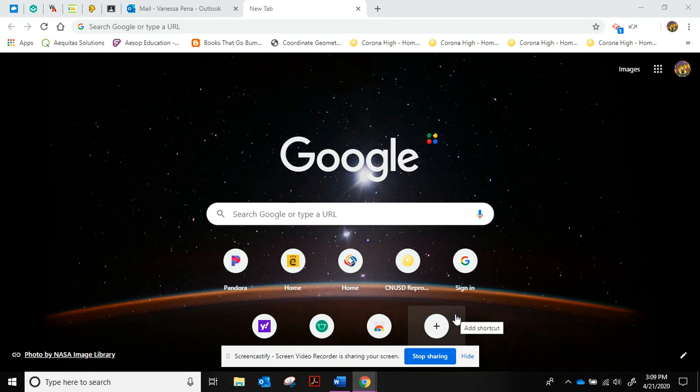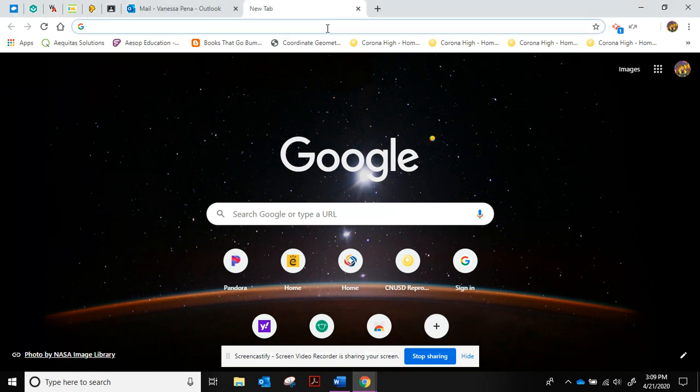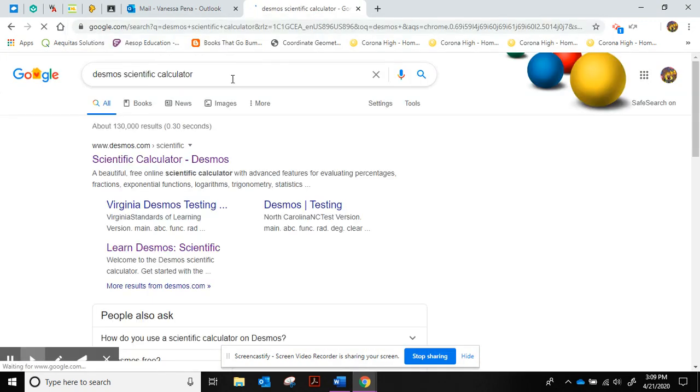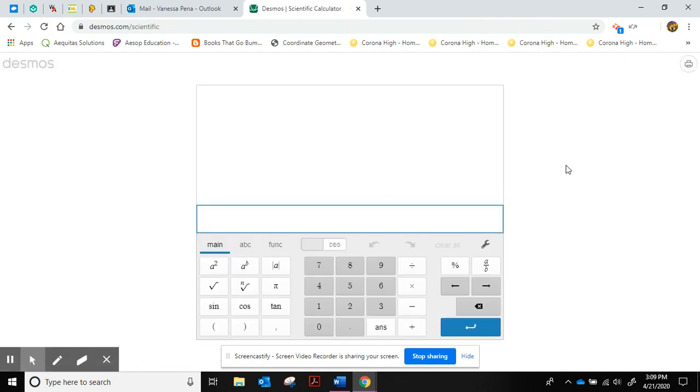So the way we do that is go to your search engine and type in Desmos scientific calculator. So you'll see that for me, it already pops up. I'm going to go to this first link here where it says scientific calculator Desmos. Click on that and this should pop up on your screen.